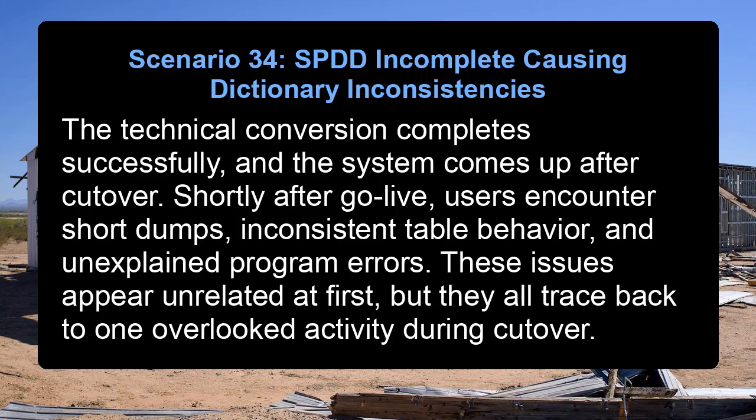Scenario 34. SPDD incomplete causing dictionary inconsistencies. The technical conversion completes successfully, and the system comes up after cutover. Shortly after go-live, users encounter short dumps, inconsistent table behavior, and unexplained program errors. These issues appear unrelated at first, but they all trace back to one overlooked activity during cutover.